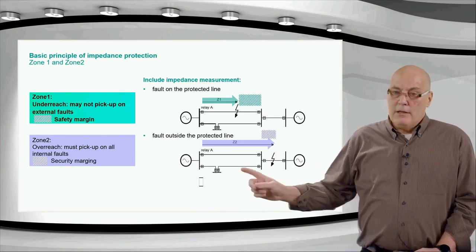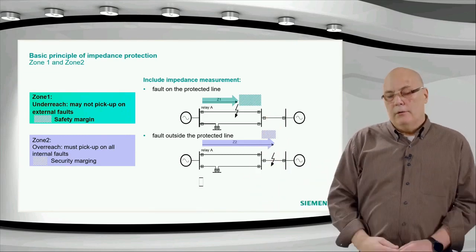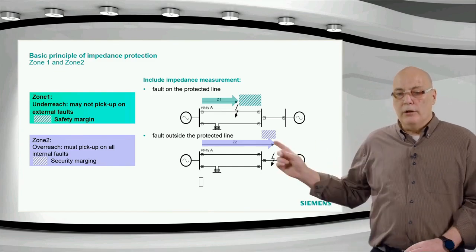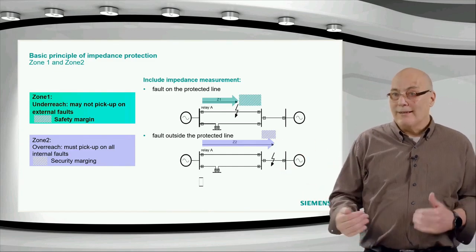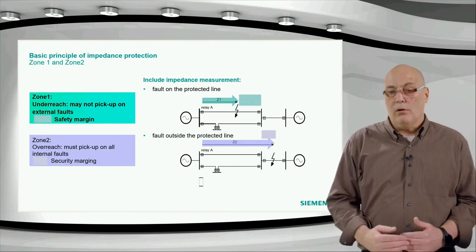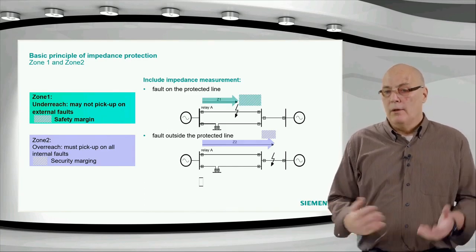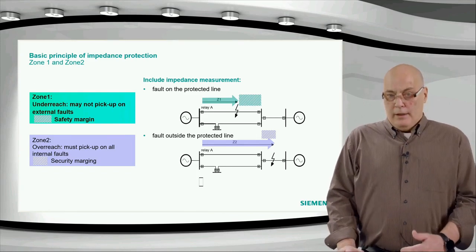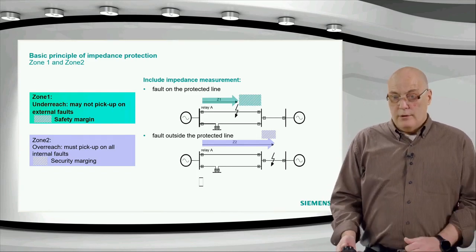The other zone, zone 2, is our overreaching zone. It must cover the complete line. So it has a security margin to make sure that it will always see internal faults and will not fail to pick up on an internal fault. These are the two basic definitions of zone 1 and zone 2 as we are going to use them in this example.